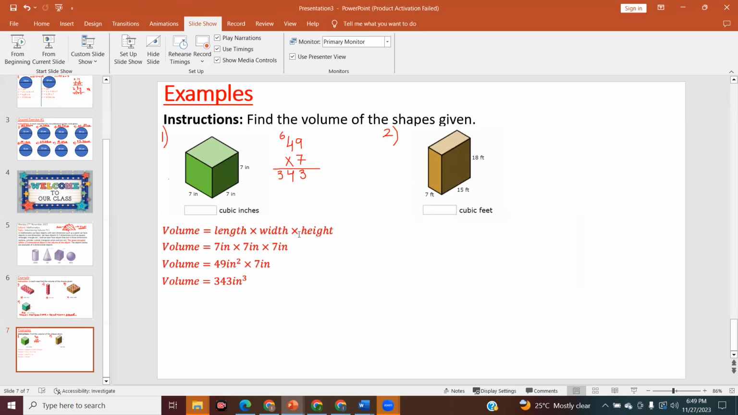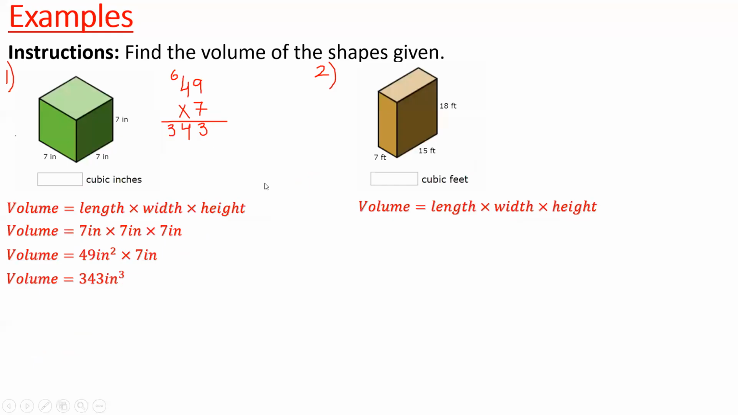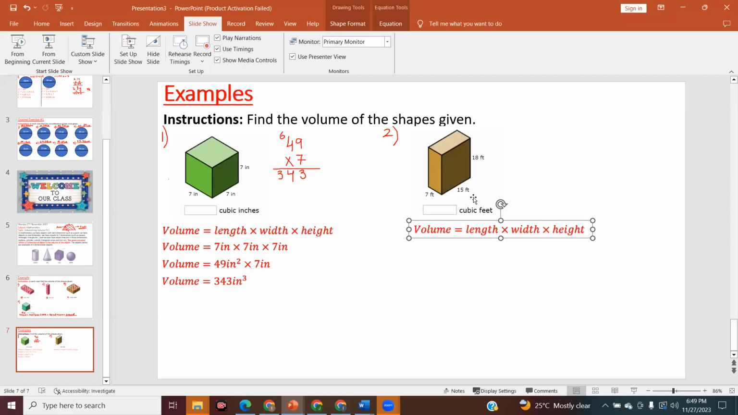What's the formula? The volume is length times width times height, right? Good. So in this case, what is the length? The length is always the longest side with respect to the 2 at the bottom. So the length is 15 feet.